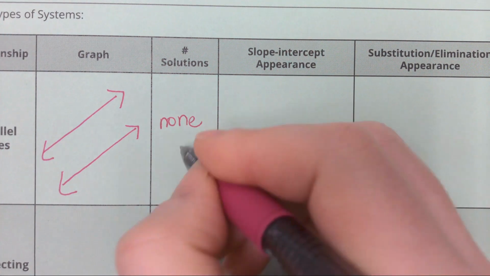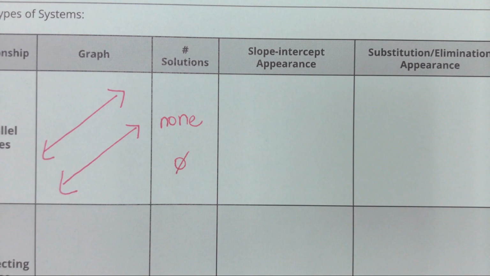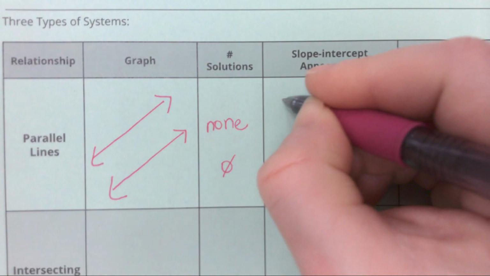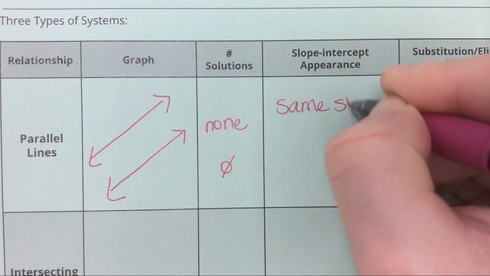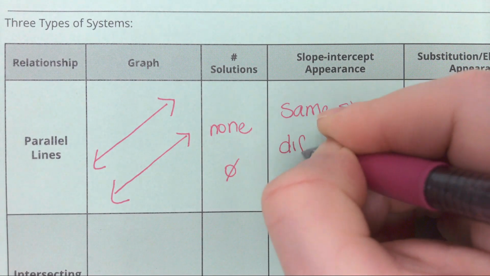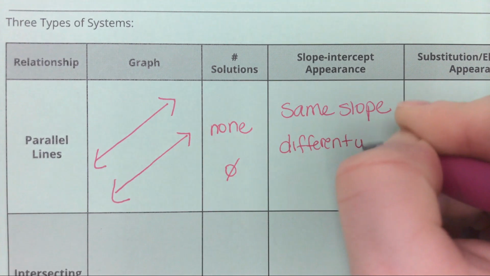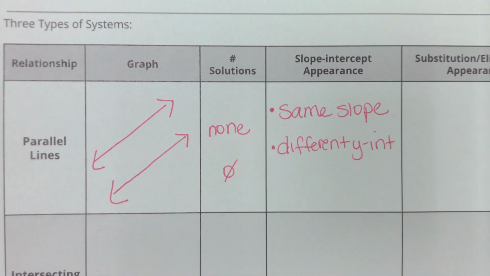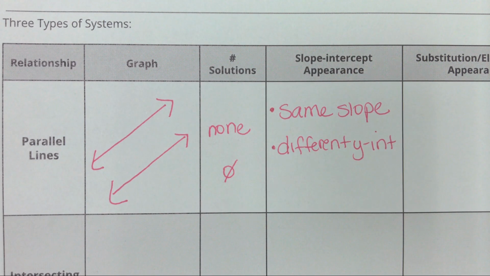Or if you want, you could do that. If you're looking at the slope, they are going to have the same slope, but different y-intercepts. Same slope, different y-intercepts. At this point, you guys don't know what substitution or elimination is because we haven't learned that. You might have learned that. But we're going to have to go back and fill that in once we do substitution. I think we're going to start it tomorrow.